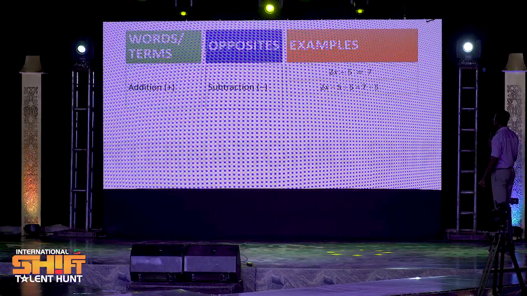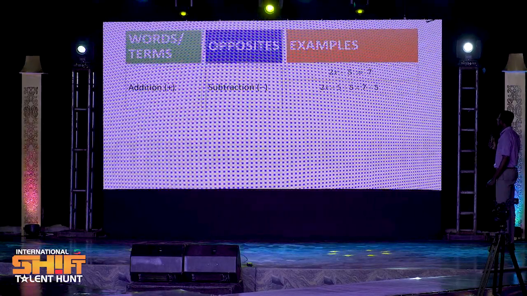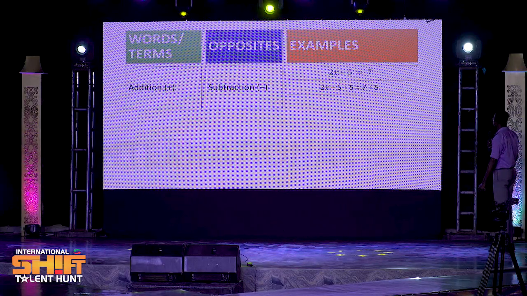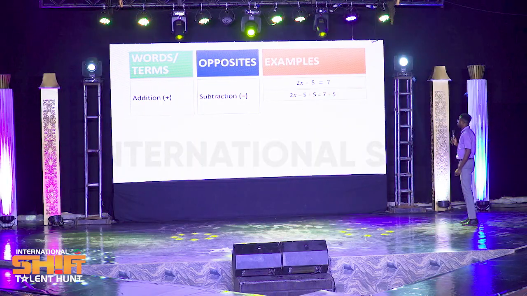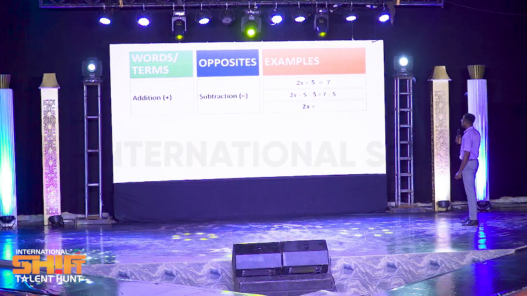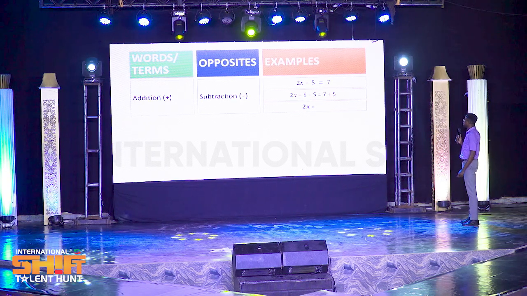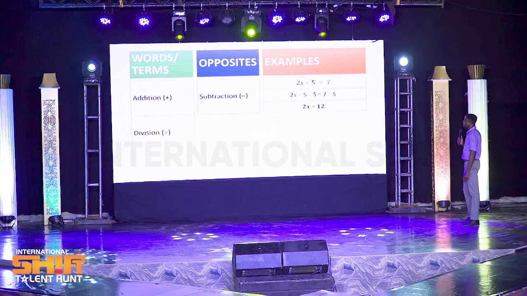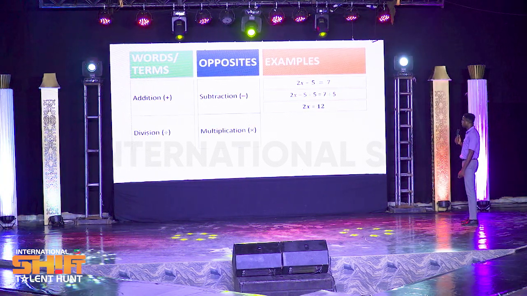And we have this. At our left-hand side, we have minus 5 plus 5. Minus 5 means I'm owing 5. Plus 5 means I have 5. When I give the person an owing, I'm left with 2x equals 7 plus 5, which is 12. Division. The opposite of division is multiplication.